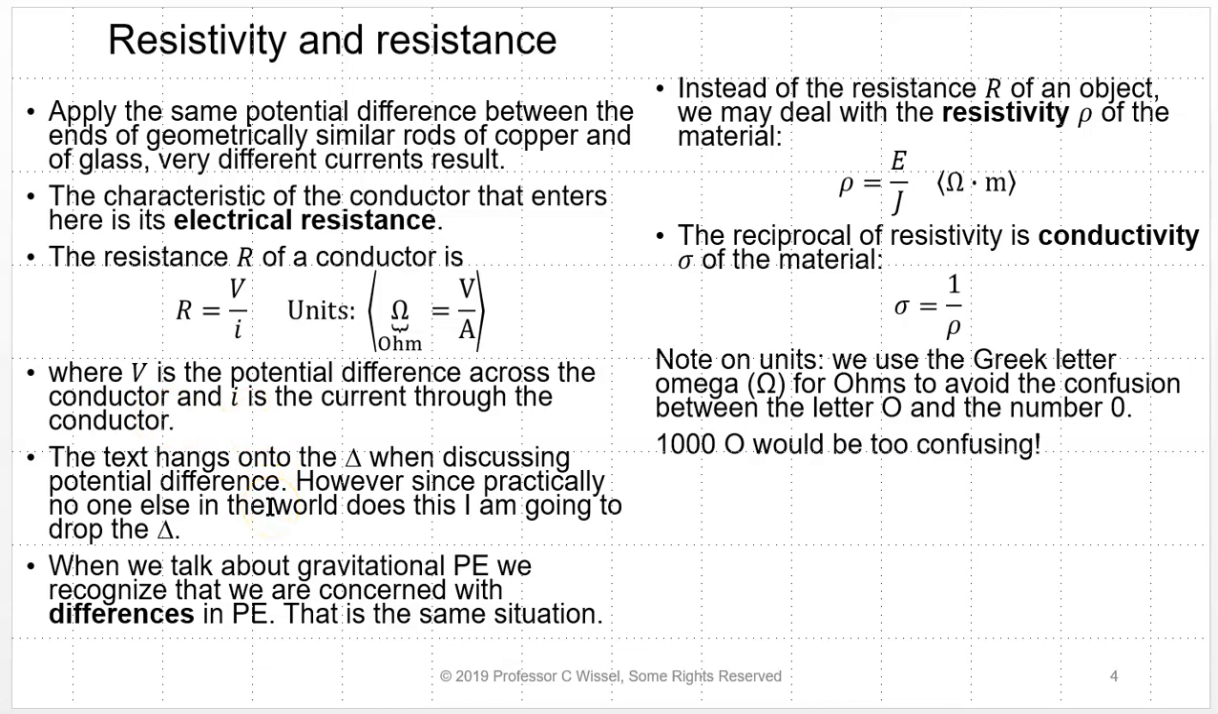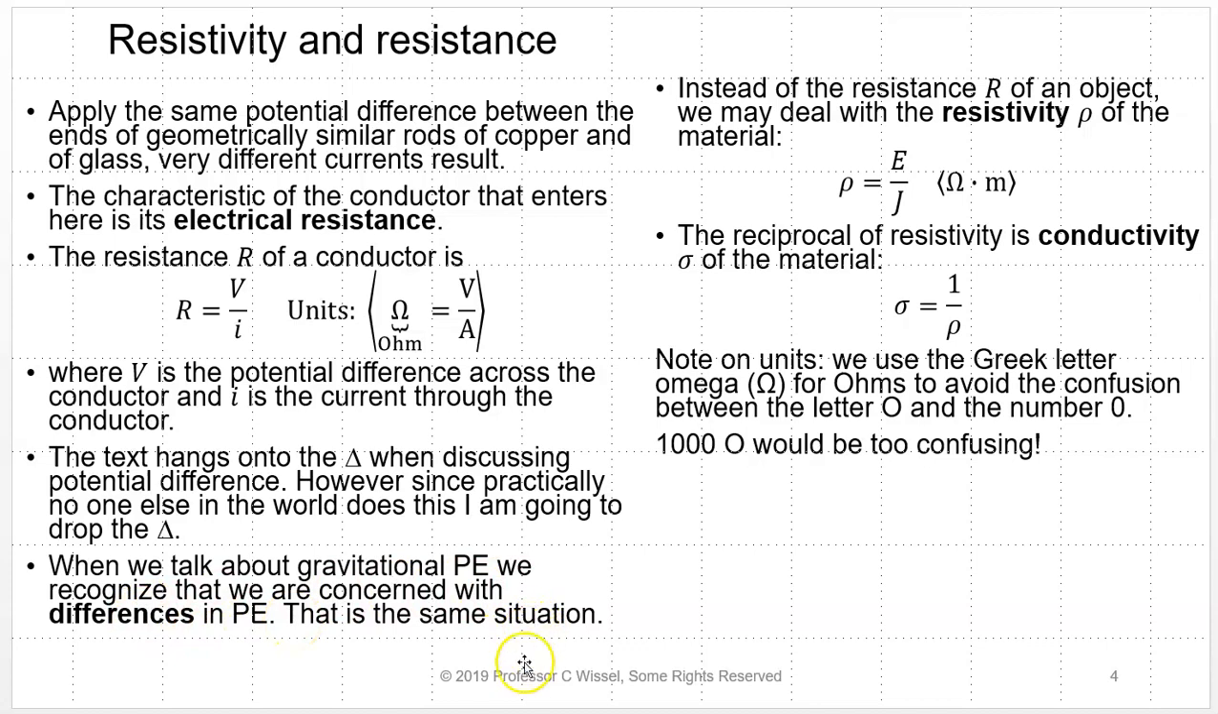Now, several texts hang on to the delta when discussing potential difference. However, since practically no one else in the world does this, I'm going to drop the delta. When we talk about gravitational potential energy, we recognize that we are concerned with differences in potential energy.